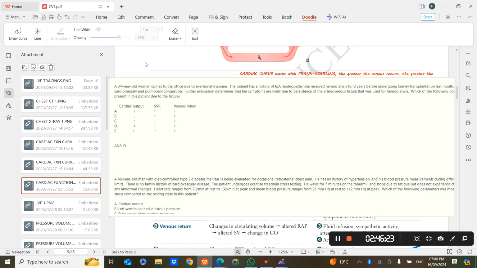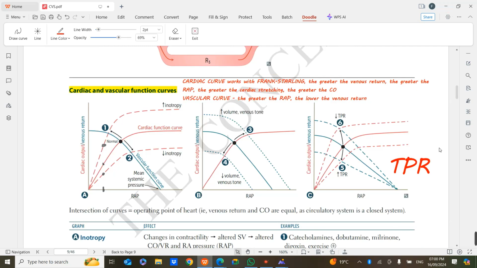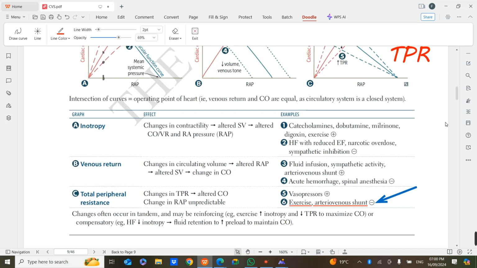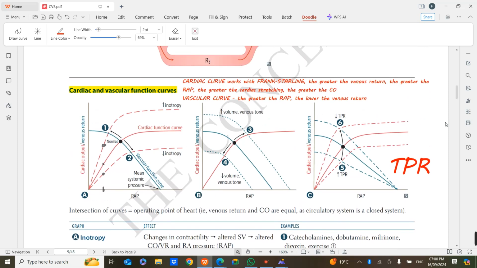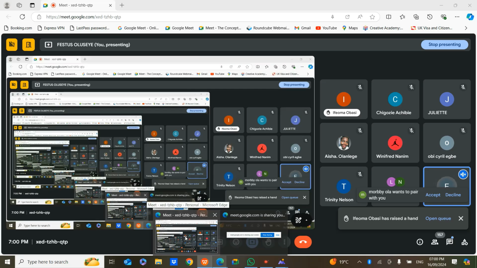So we are done with that. You can go through the others. Now, from what we've done so far, I just want you to write it in the message box: what do you think can cause a reduction in total peripheral resistance in your cardiology question? Just write it. Let me see.